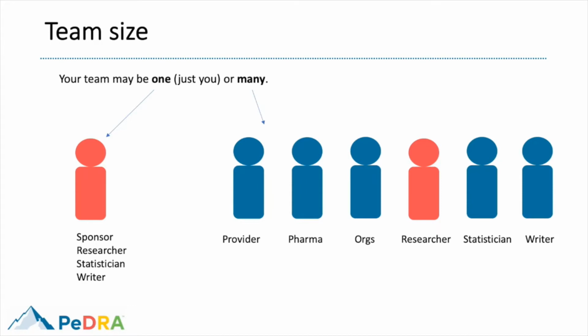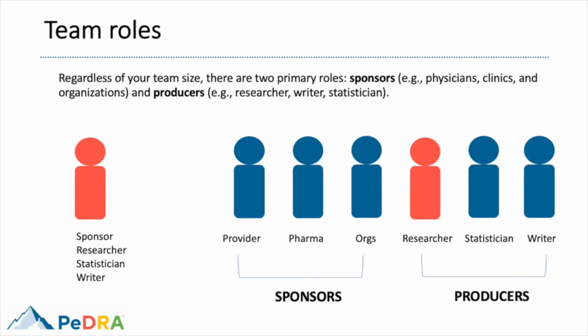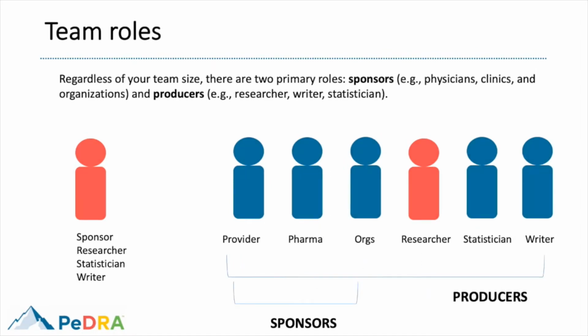Regardless of your team size, there are 2 primary roles. The sponsors of the research, and that could include the physicians, clinics, and organizations, and the producers, the researcher, writers, statisticians. Early investigators are often both the sponsor and the producer. And of course, if you are working alone, you'll be taking on all these roles.